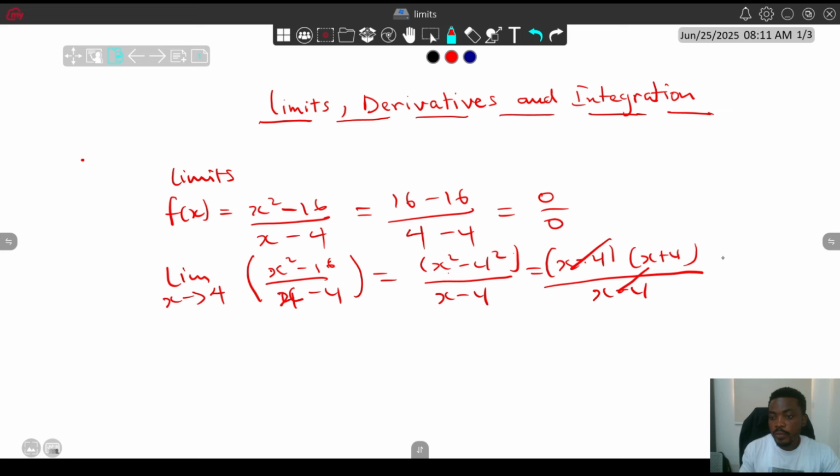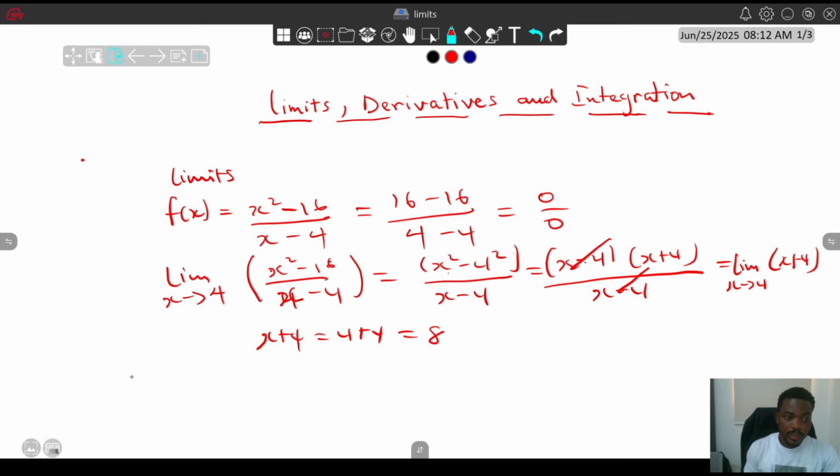So now we have the limit as x approaches 4 of x plus 4. We insert the 4 into the expression, and then we have 4 plus 4, which is 8. So as the values of x approach 4, the limit of f of x is actually 8. So limit basically helps us to determine what happens as the values of x approach a point.